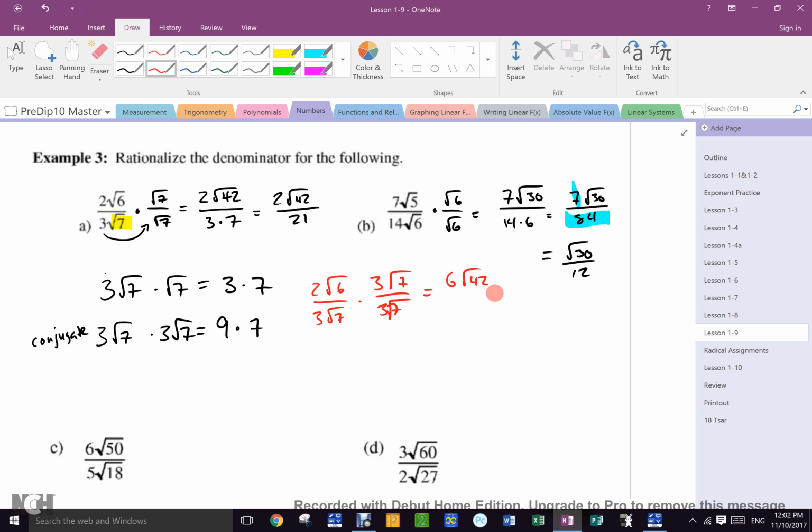Okay? So if you are not comfortable remembering when you're allowed to only use the root, the radical, you can use both all the time if you want. It just requires an extra simplification.